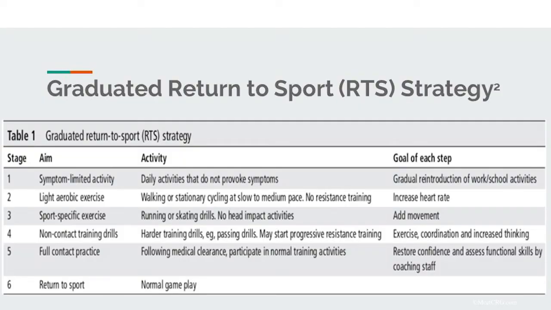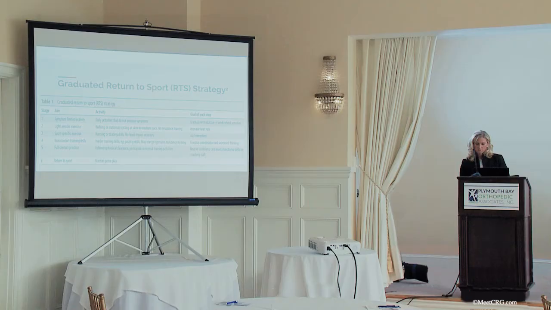Then stage number 5, the biggest thing to note is that when they're doing full contact practice, it says here following medical clearance. So once we think it is appropriate to go into stage 5, that would be when we would send them back to either Dr. Turan or Erin or somebody like that to have them repeat their exam, do additional neurocognitive testing like an ImPACT or something like that in conjunction with our testing as well, to then come up with a final decision as to whether these athletes are ready to return to play. And that's it.